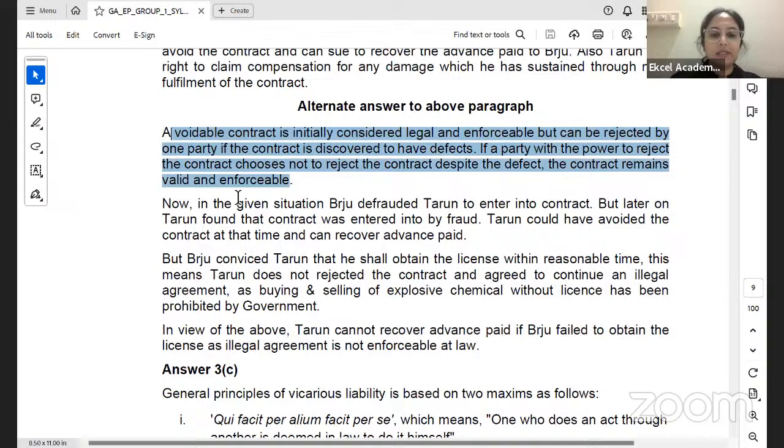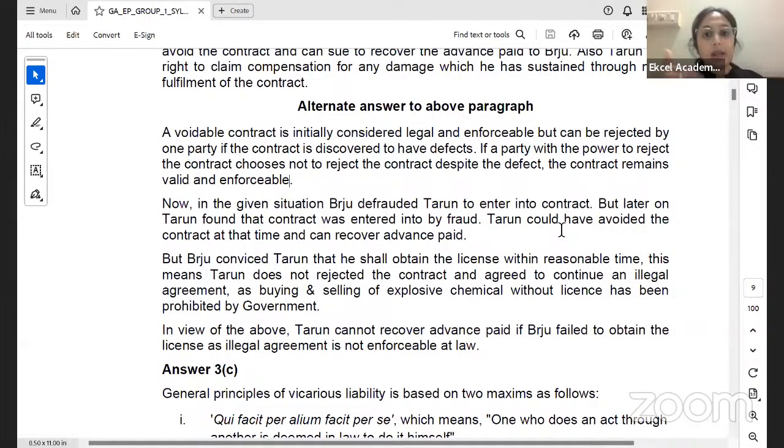A voidable contract is initially considered legal and enforceable, but can be rejected by one party if the contract is discovered to have a defect. See, voidable means what? Initially it was all valid only, but later there is some defect, so you want to avoid it. That is voidable. So if a party with the power to reject chooses to reject the contract, then despite the defect, the contract remains. See, voidable means what? If you choose to rescind, you want to cancel, you have an option to cancel. If you don't want to cancel, then even now it will be valid.